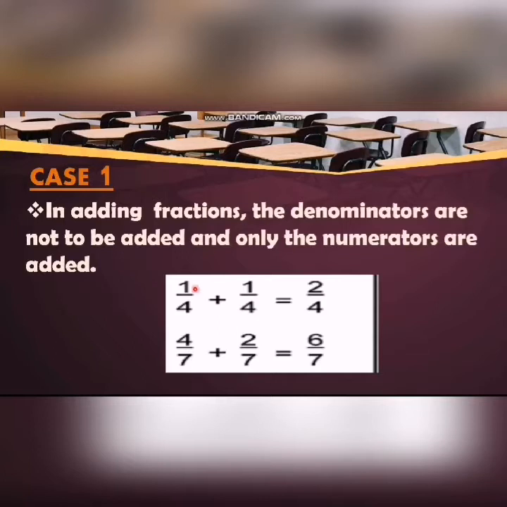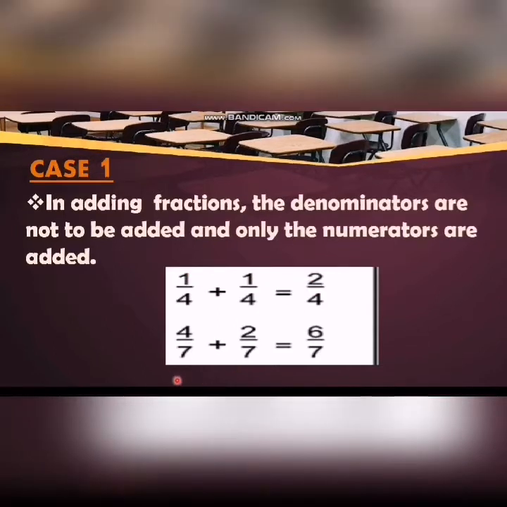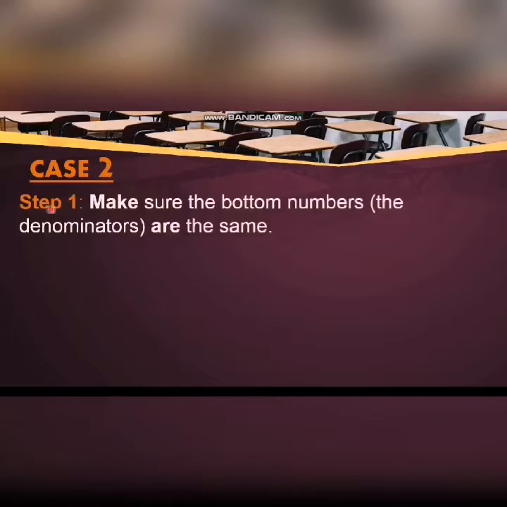We have the same denominator 4, so we just add their numerators. In another example, we have 7 as the same denominator. Now we add their numerators. We get 4 plus 2, 6.